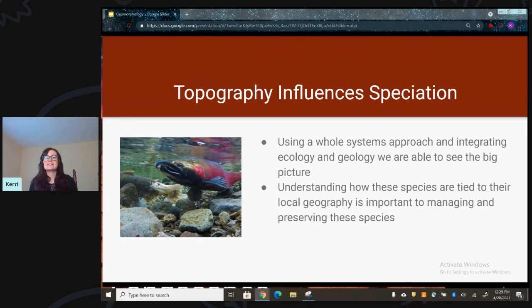So we can see from this example that using this whole systems approach in integrating ecology and geology, we're able to see the big picture. So 2 species of Pacific salmon are endangered. Understanding how these species are tied to their local geography is really important to being able to manage and preserve these species.